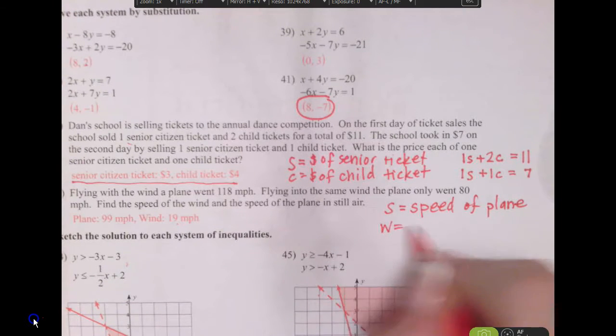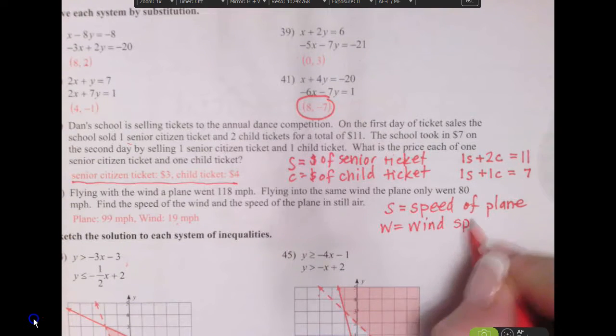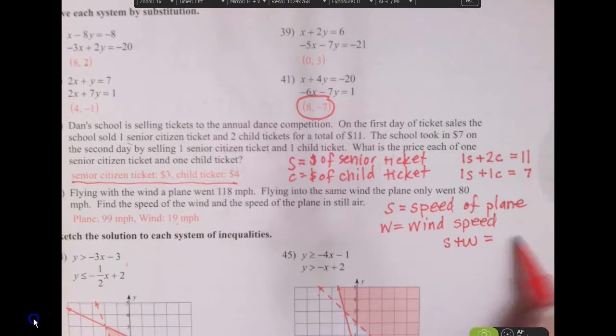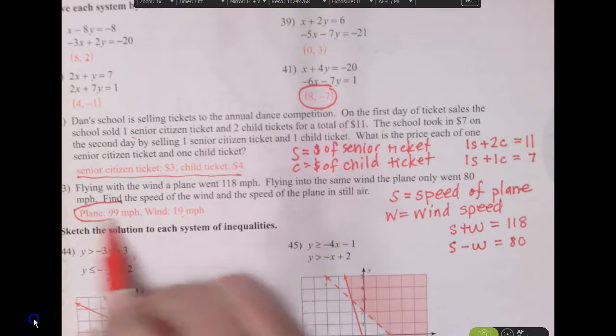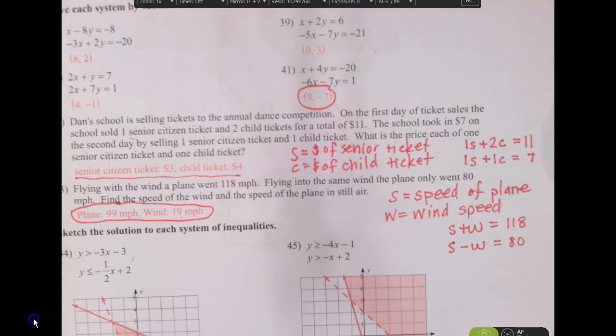And when they tell you something is flying with the wind, that means the wind is helping. Helping gives you 118 miles per hour. The wind going against you gives you only 80 miles per hour. So those are going to be the two equations, and you solve those. And you get plane speed is 99 miles per hour and the wind speed is 19.